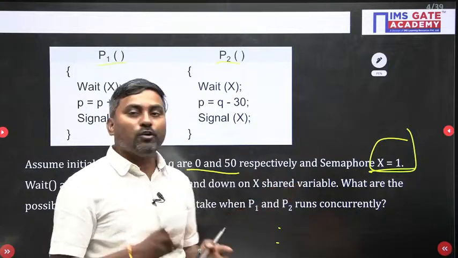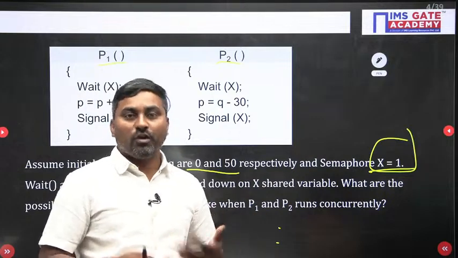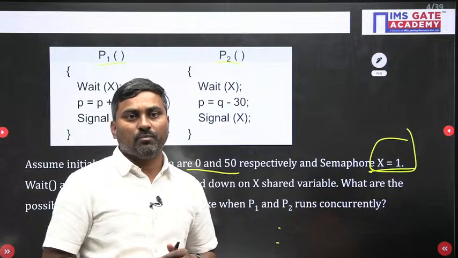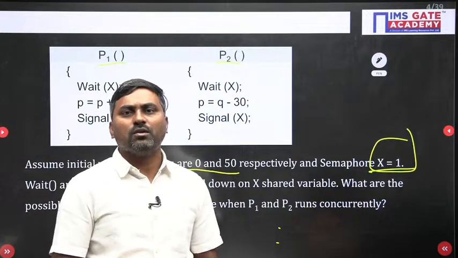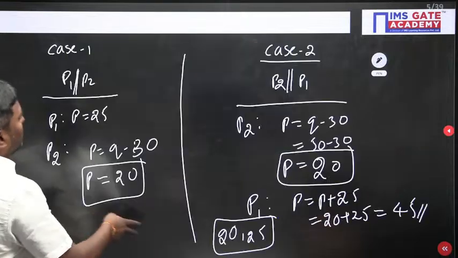So there are two cases given. When the semaphore value is 1, what is the output? When the semaphore value is 2, what is the output? This type of question is asked, even in other years' papers. So such things need to be practiced. Fine, these are the major observations from this chapter.